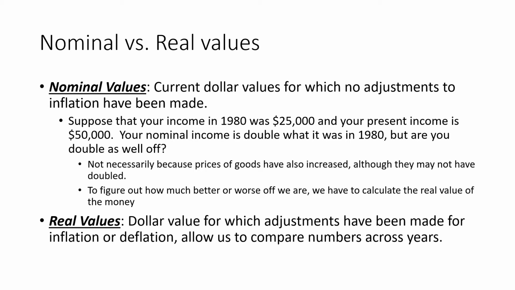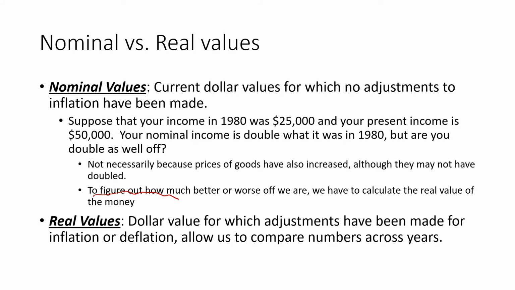It went from $25,000 to $50,000. However, are you double as well off? Okay, so basically, is $50,000 today worth what $50,000 was worth in 1980? The answer is no, because of inflation, right? The value of the dollar actually has decreased over time when we look at history. So what we could buy with $50,000 40 years ago is a lot more than what we can buy with $50,000 today. So that's as a result of inflation.